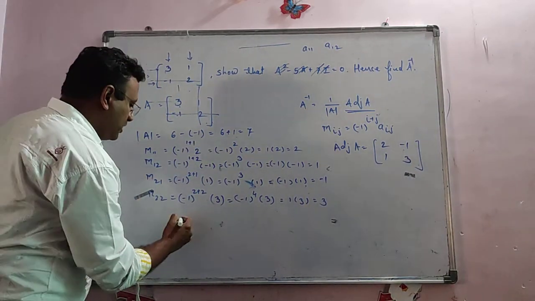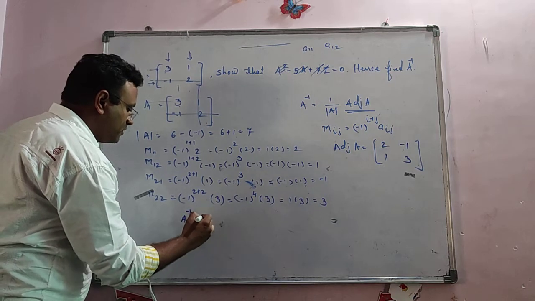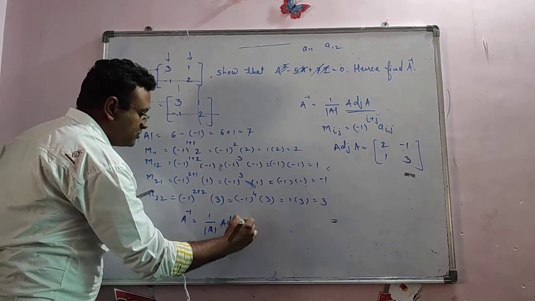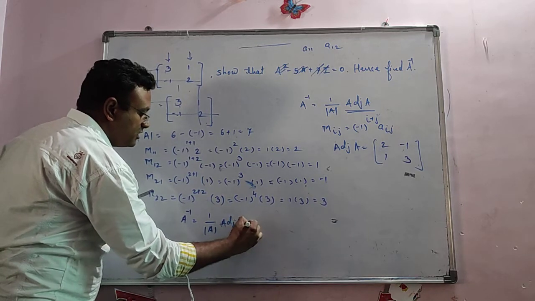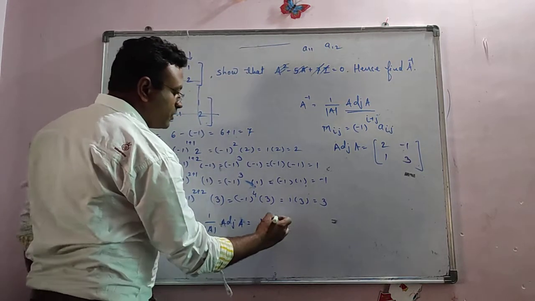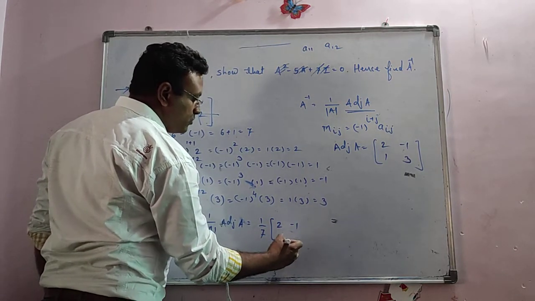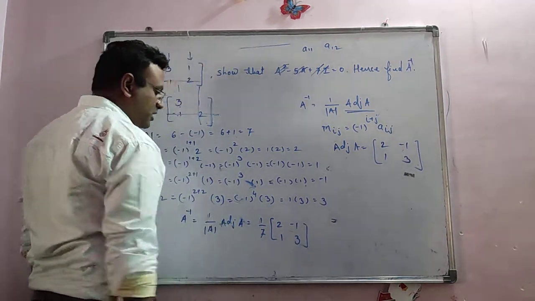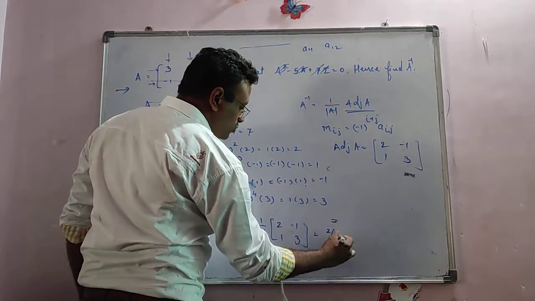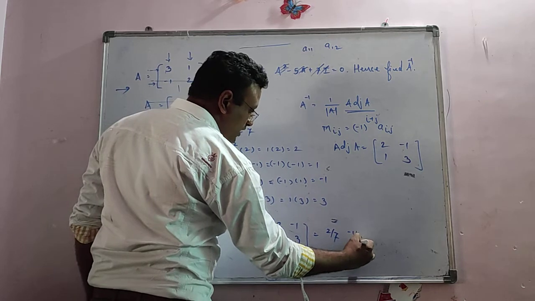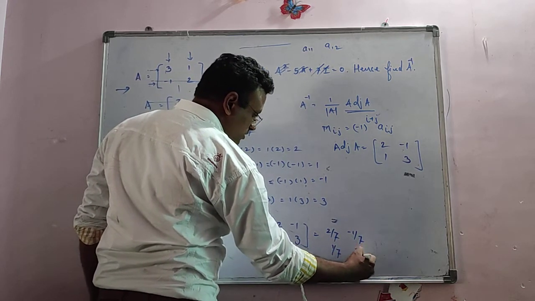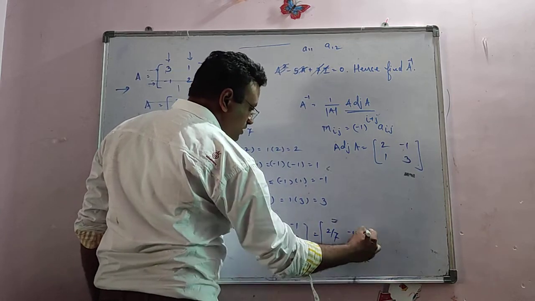Now A inverse, formula 1 upon determinant of A into adjoint of A. What is the determinant of A? 7. What is the adjoint of A? 2, minus 1, 1, 3. This is the A inverse, or simply you may say 2 by 7, minus 1 by 7, 1 by 7, or 3 by 7.